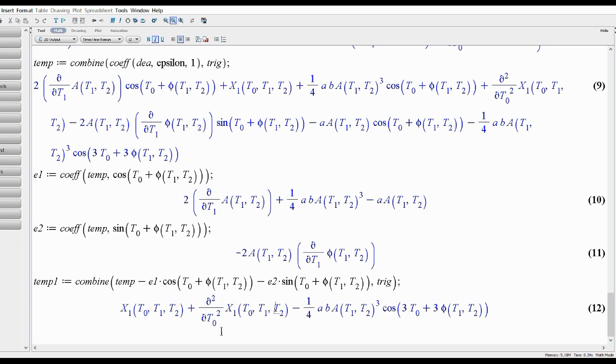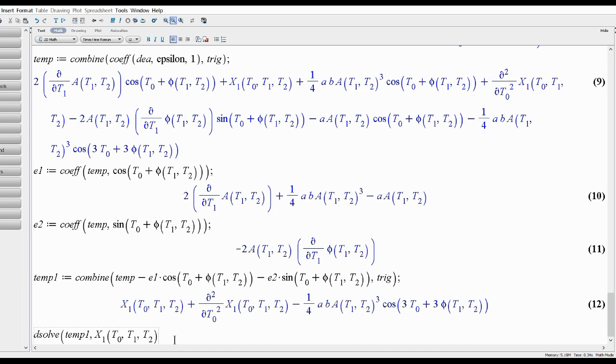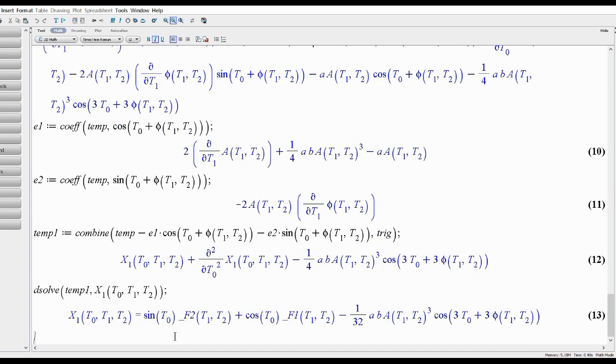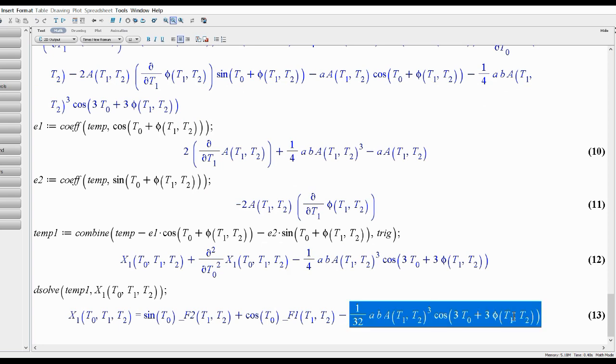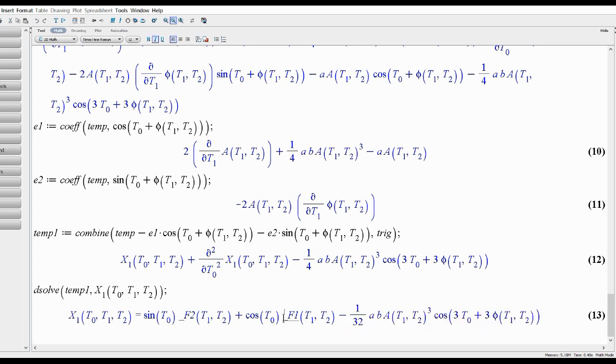Will DSolve work? Let us see. DSolve temp1 for that. Gives me an answer. Okay, so it has found the correct solution in terms of the cosine, and it has the f1 and f2. Because I am not solving an initial value problem, and the sine t0 and cos t0 were included in the original solution for x0. For this reason, I can set these equal to 0.